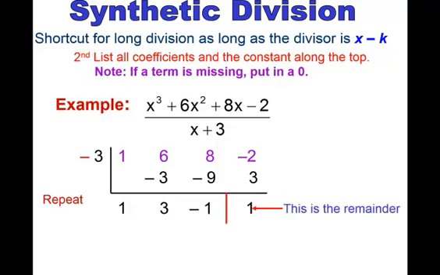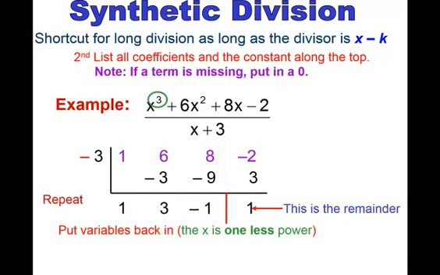Now this last number is the remainder. So if it's 0, there's no remainder. But in this case, we have a remainder of 1. So now what you do with these numbers is you're going to put the variables back in, but the x is going to be 1 less power because we just did division. So we divided into an x to the cube. So when I write my answer, I'm going to start with an x squared and then an x and then down to the constant. So I'm putting the variable back in by reducing it from one exponent.